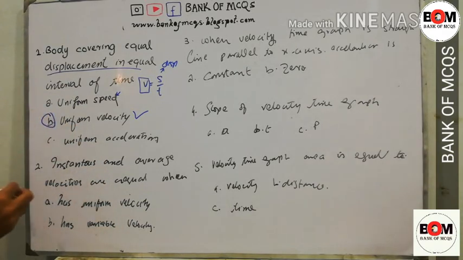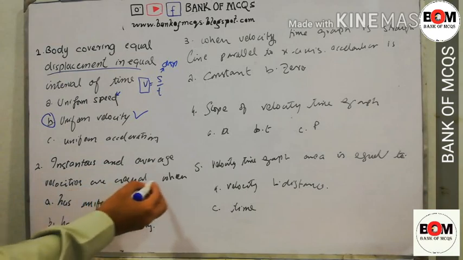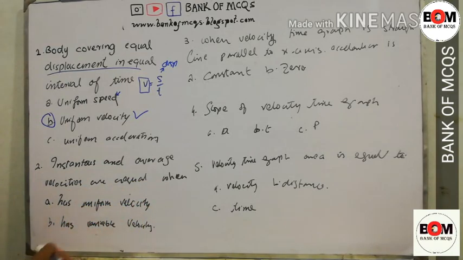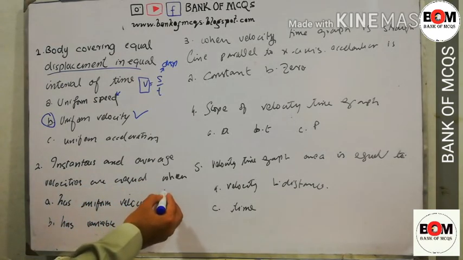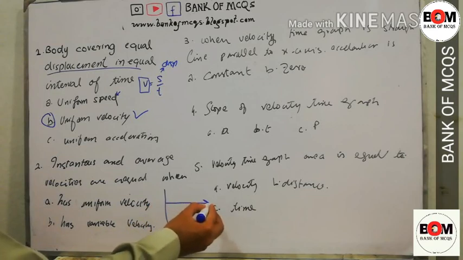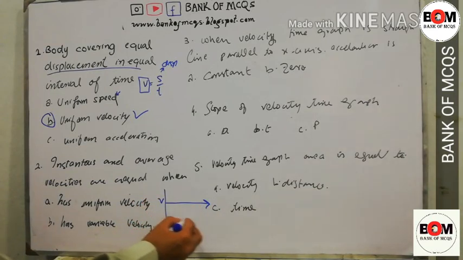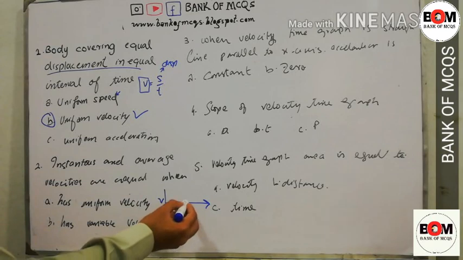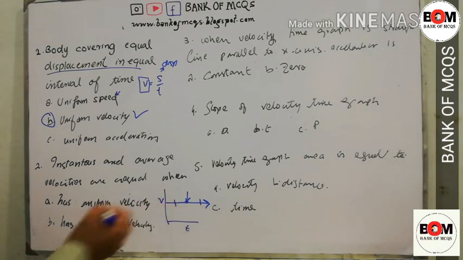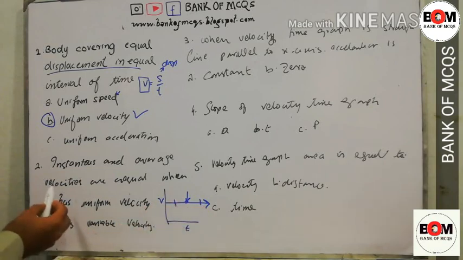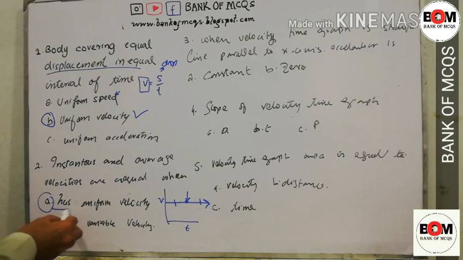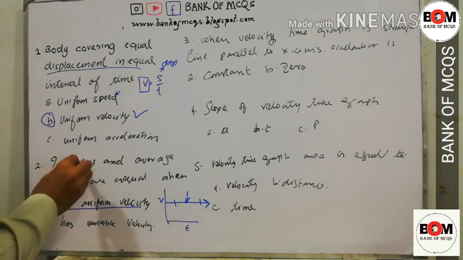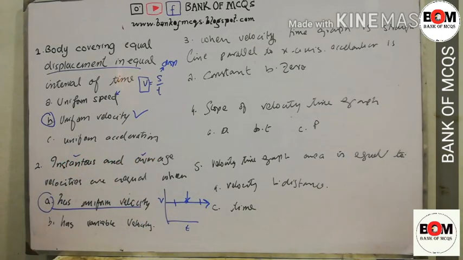The next is: instantaneous and average velocities are equal when it is uniform velocity and not when it is variable velocity. So if a body is moving with the same velocity with variation of time, and we take the instantaneous value or take the average of these two, both are the same. So when a body has uniform velocity, we can say that its instantaneous and average velocities are the same.